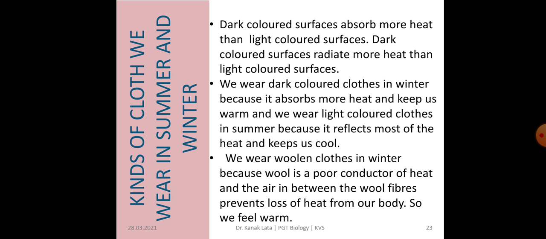Now let us see what kind of clothes we should wear in summer and winter. As we have discussed earlier from the activity, dark colored surfaces absorb more heat than light colored surfaces. So dark colored surfaces radiate more heat than light colored surfaces. We should wear dark colored cloth in winter. Why? Because it absorbs more heat and keeps us warm. And we should wear light colored cloth in summer because it reflects most of the heat and keeps us cool.